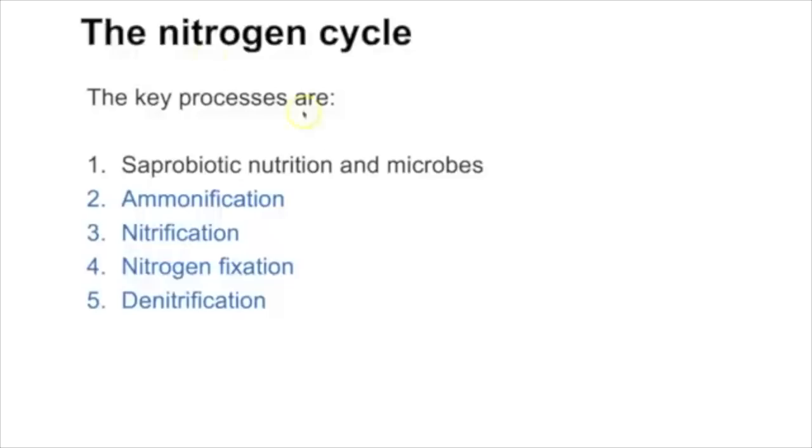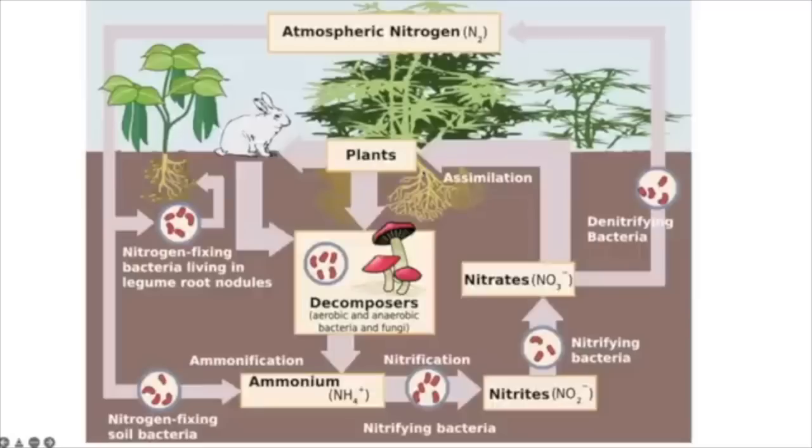in blue. So saprobiotic nutrition is referring to when microbes are feeding on dead plant matter or waste, and it's the microbes that are going to be doing that. So if we have a look at the cycle, we have nitrogen gas in the atmosphere. There'll be nitrogen fixing bacteria that can convert that nitrogen into ammonia.